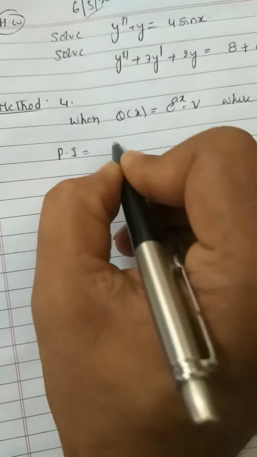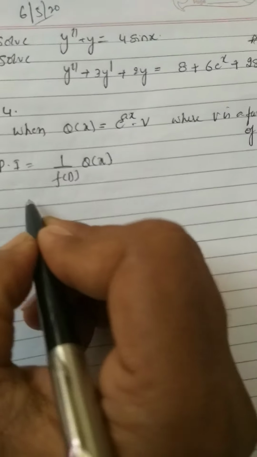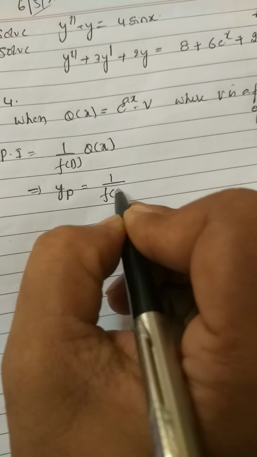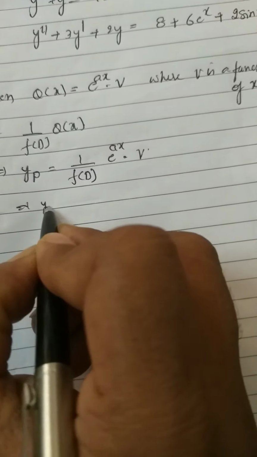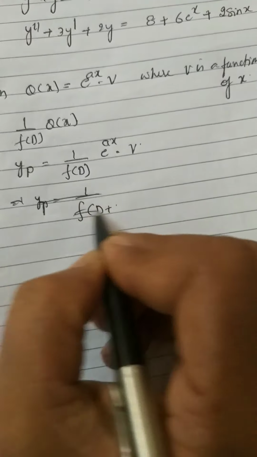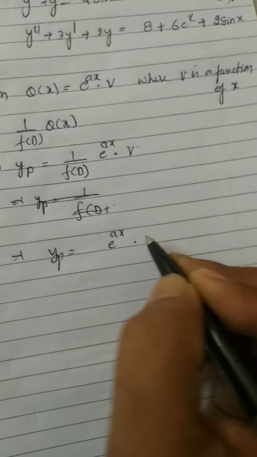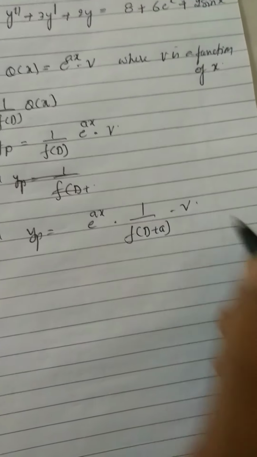Just concentrate on this one. Particular integral is equal to, what is the formula? 1 by f of D into Q of x. Implies particular integral, denoted by yp, is equal to 1 by f of D into Q of x. Here Q of x is what? e power ax into v. Now yp is equal to 1 by f of D, and you can write it like this: yp is equal to e power ax, first of all you are writing, 1 by f of D plus a into v.